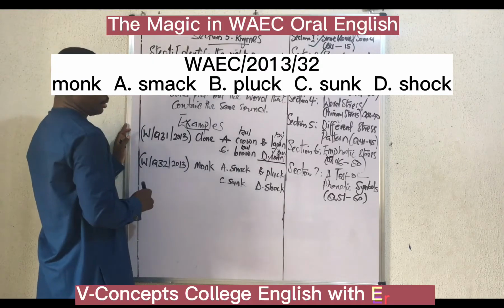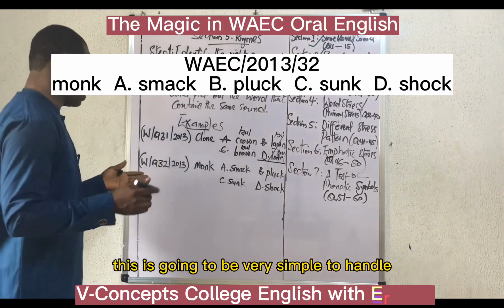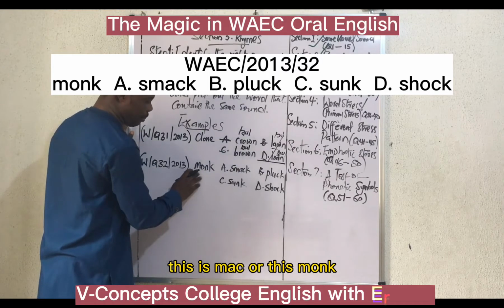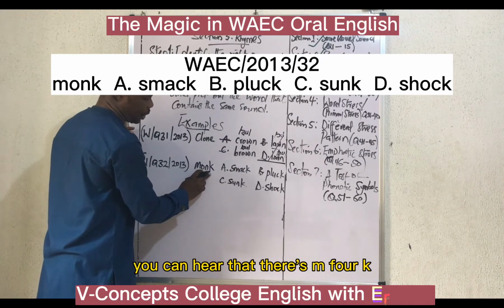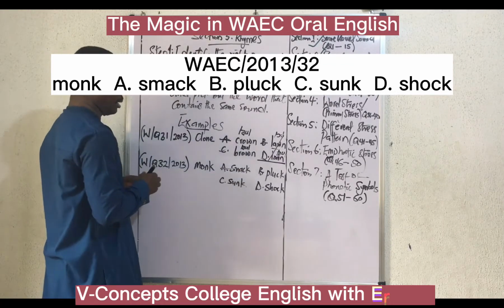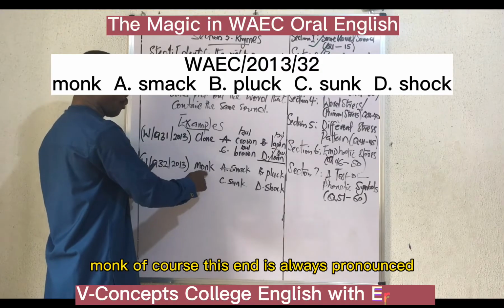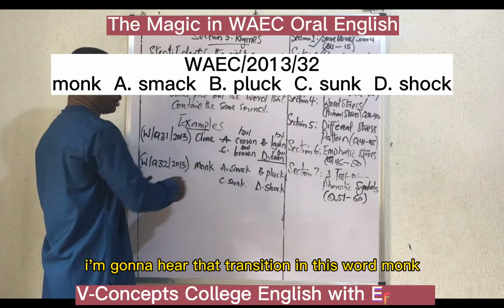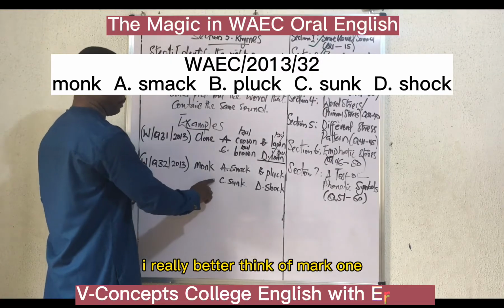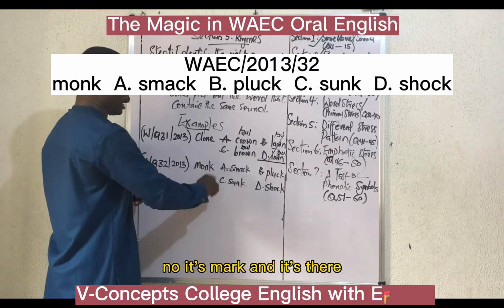This is going to be very simple to handle because if you look at the word very well, this is smack. But in monk, you can hear that there's N before K. But in smack, it's C before K. There's no N in this. Of course, this N is always pronounced. We normally hear that pronunciation in the word monk. So there's no silent consonant here that you're going to be tempted to think of. No, it's monk. N is there.